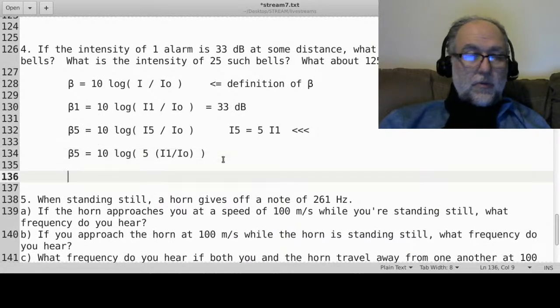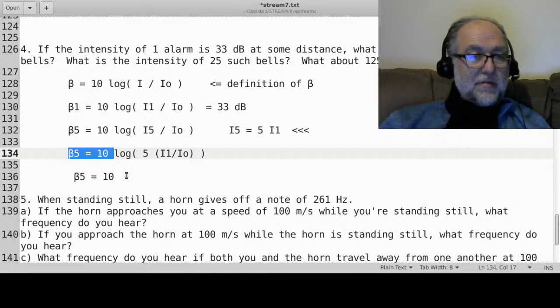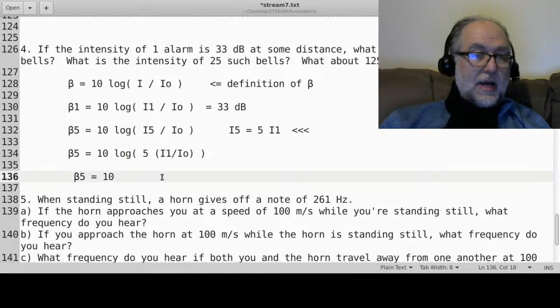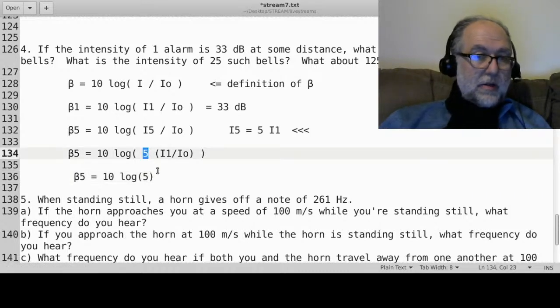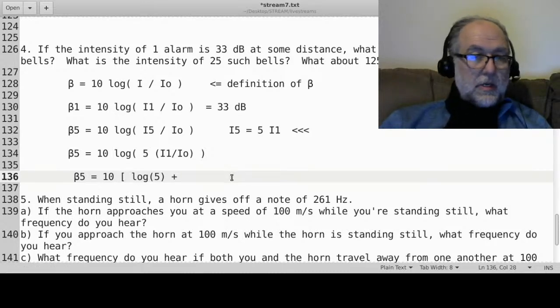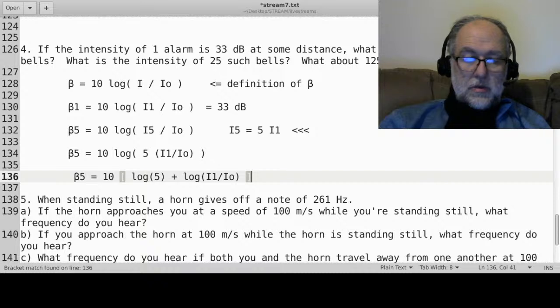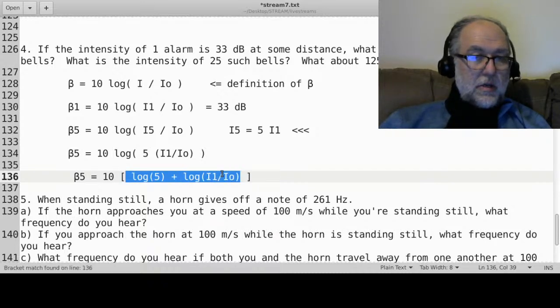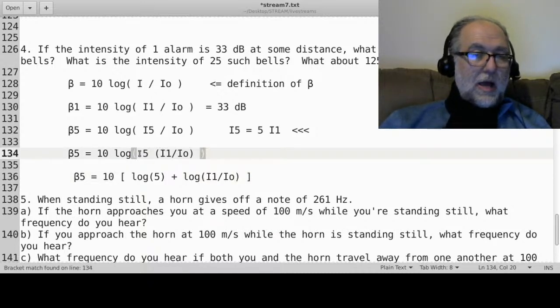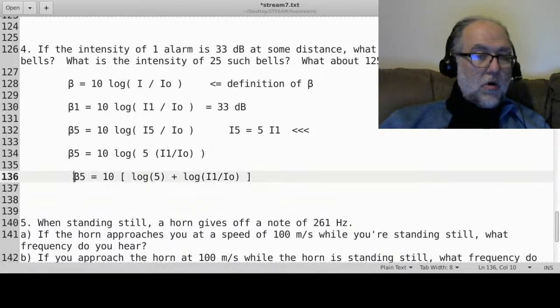So how does that work? Well, beta 5 is equal to 10 times the log of the first one, which is just the log of 5, plus, and I got to put those square brackets in there because we're going to have to multiply both terms by 10, the log of I1 over I naught. So this piece here is just that piece there. Log of 5 times I1 over I naught is log of 5 plus log of I1 over I naught. Now distribute the 10 over both of them.